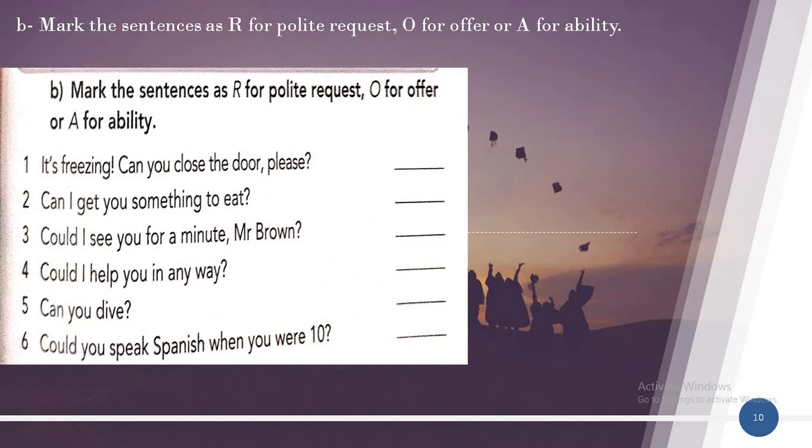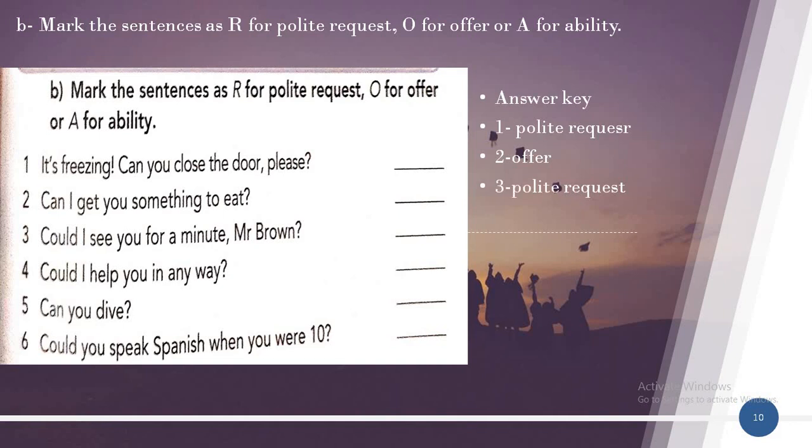Nice. Now let's see the answers. So 1, it's a polite request. Can you close the door, please? It's a polite request. Good. 2, it's an offer. Can I get you something to eat? So I offer you a food to eat.